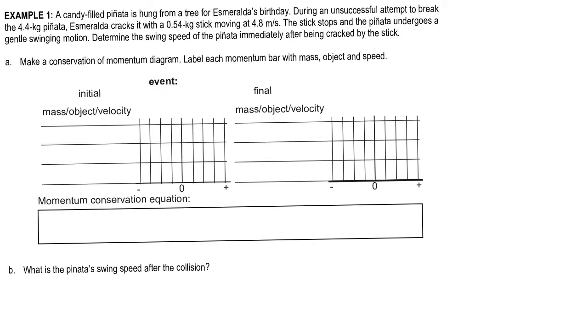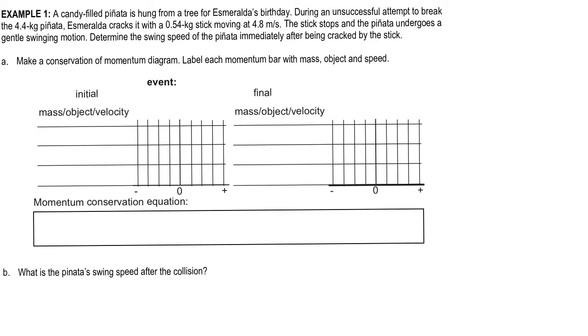We have a candy-filled piñata hung from a tree for Esmeralda's birthday. During an unsuccessful attempt to break the 4.4 kilogram piñata, Esmeralda cracks it with a 0.54 kilogram stick, moving at 4.8 meters per second. The stick stops, and the piñata undergoes a gentle swinging motion. Determine the swing speed of the piñata immediately after being cracked by the stick.